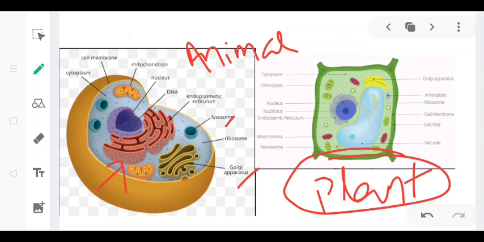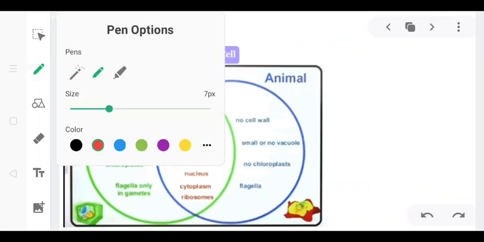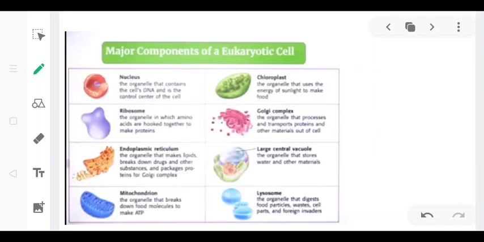So plastids, what are plastids? Plastids are present only in plant cells, and there are three types of plastids. Let me show you. These are the differences between plant and animal cells. These are common between plant and animal cells. And the cell wall is absent in animals, whereas it is present in plants. So here is the difference. You can take a screenshot of this. Here are the cell organelles: Golgi, mitochondria, endoplasmic reticulum, ribosomes, lysosomes.